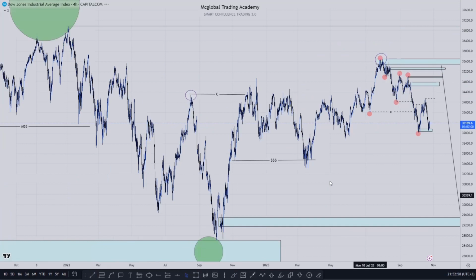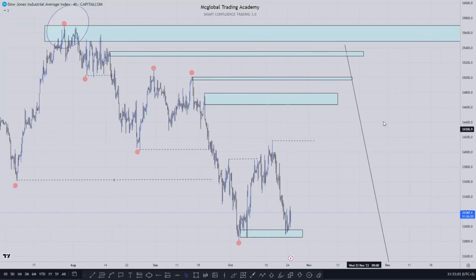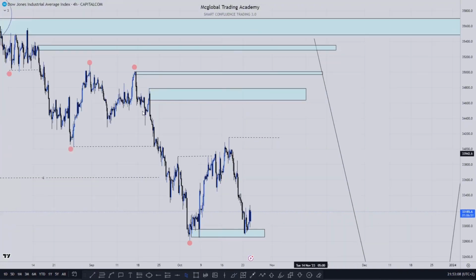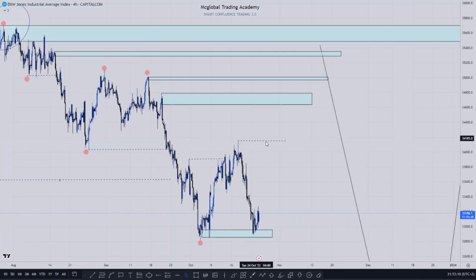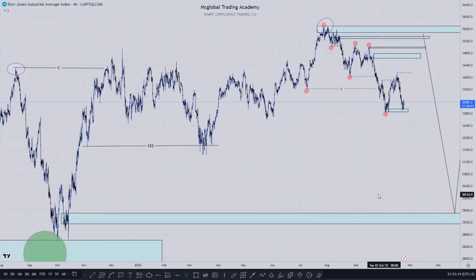Once it gets to this zone, we are anticipating a drop because the bearish order flow will still be maintained. So so long as it's maintaining that bearish order flow, it means it can still continue dropping until it reaches its zone, which is around there.